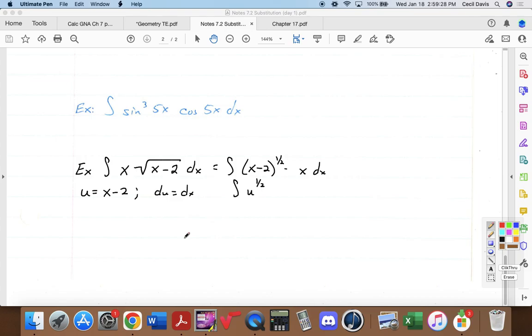And you're like, uh-oh, can I do this? And the answer is yep. This is going to work out. What I'm going to do is I need to replace this with an expression in terms of u. So I'll just solve this for x. U plus 2 is equal to x. So the x gets replaced by u plus 2. And the dx gets replaced by the du.